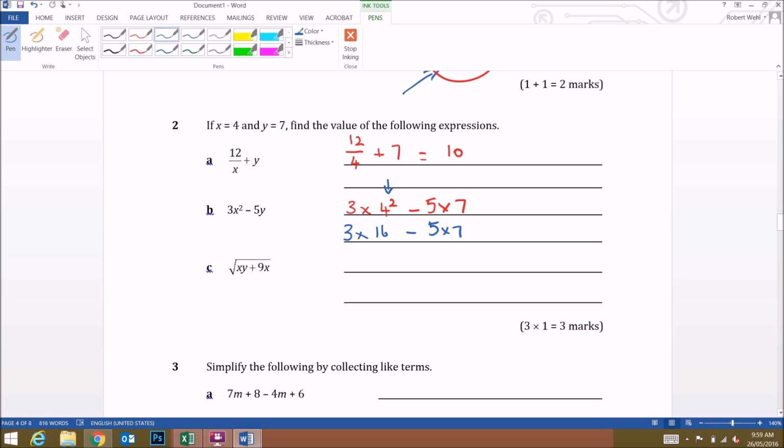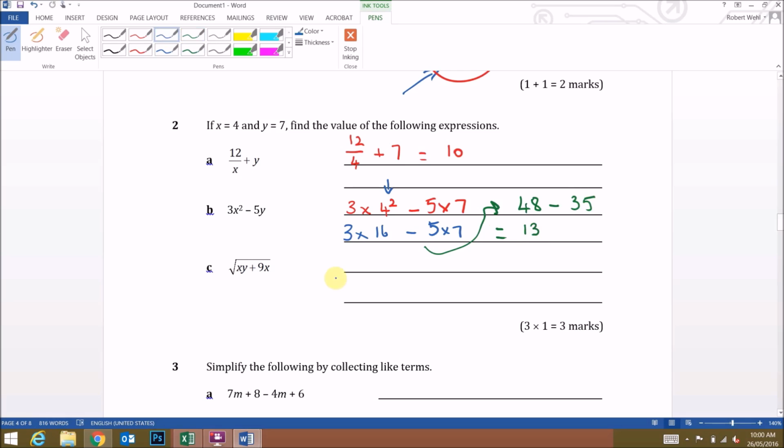Three times 16 is 48. I'm just going to do it up here. And 5 times 7 is obviously 35. So my answer is going to be 13.